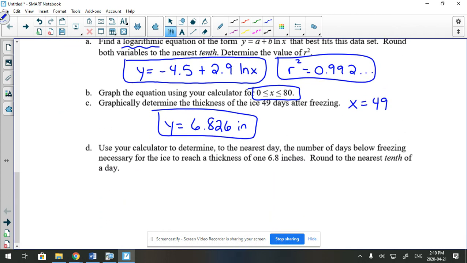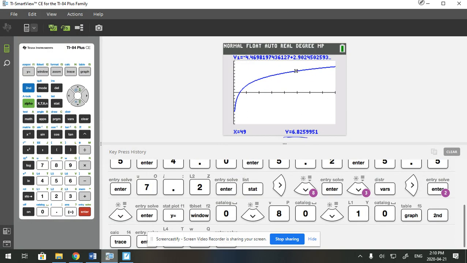Now it says use your calculator to determine to the nearest day the number of days below freezing necessary for the ice to reach a thickness of 6.8 inches. That's a typo. Round to the nearest tenth. So now it's telling me my y value, my thickness, is 6.8. And I want to know what my x is, the number of days. So when you have your y value but not your x, this one's a little bit trickier. You have to find your point of intersection. So under your y2, you're going to enter 6.8 in your calculator.